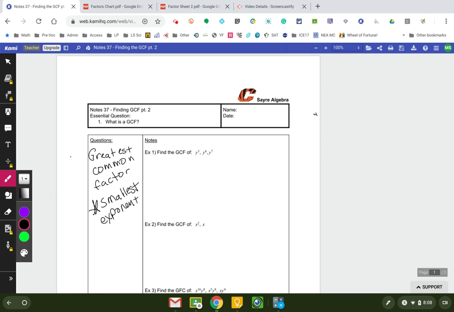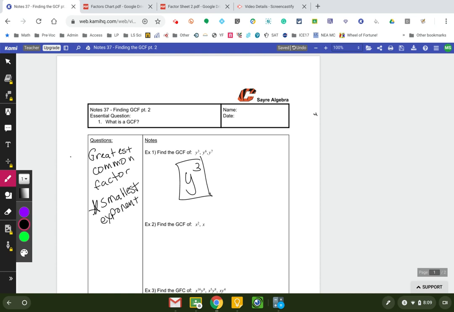So if I look at this list of numbers right here, I've got a y to the third, a y to the sixth, and a y to the seventh. The smallest exponent on that list is y to the third. So y to the third, all right, so that's my answer for that. That's the greatest common factor in that list.